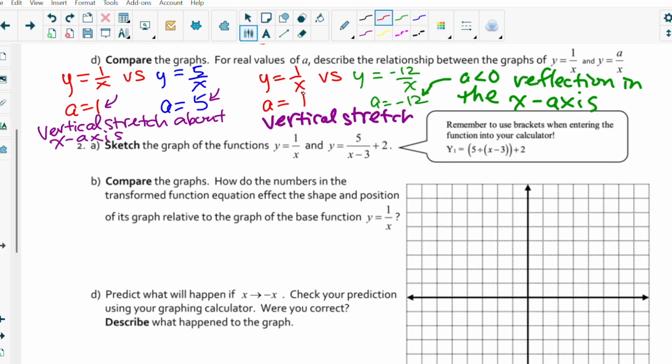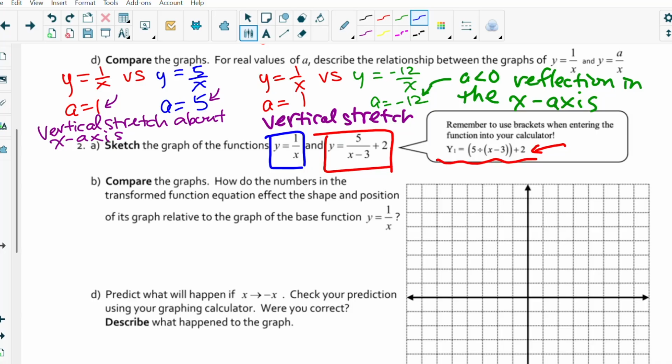Okay, number 2 says sketch the graph of the functions y equals 1 over x. I'm going to do that in blue, and y equals 5 over x minus 3 plus 2, and I'll do that in red, folks. Okay, remember to use brackets, very important. On your calculator, remember to use brackets, otherwise it's going to graph something completely different.